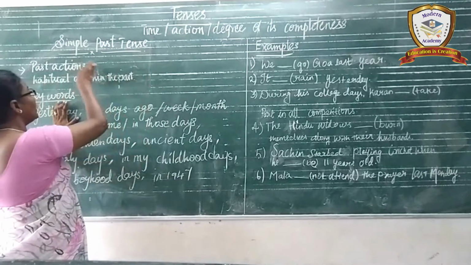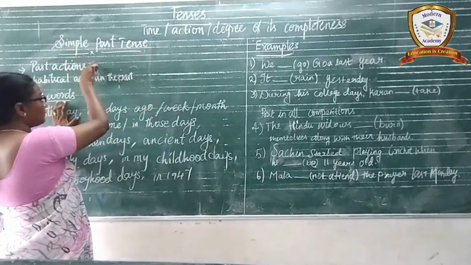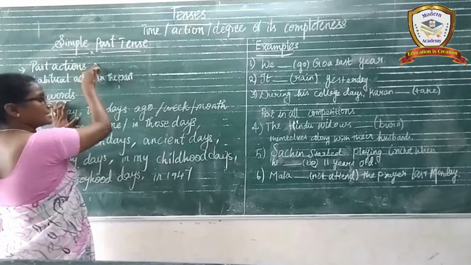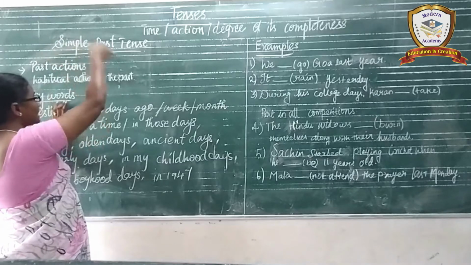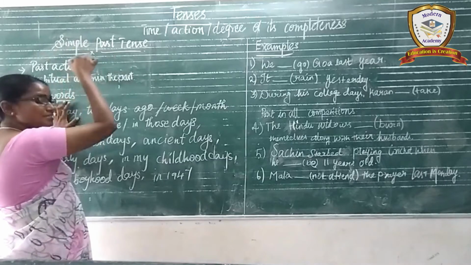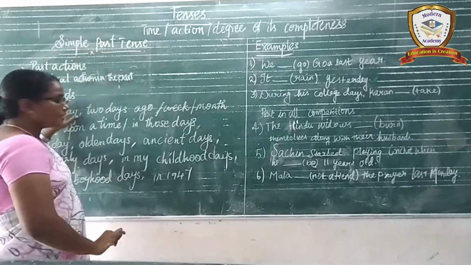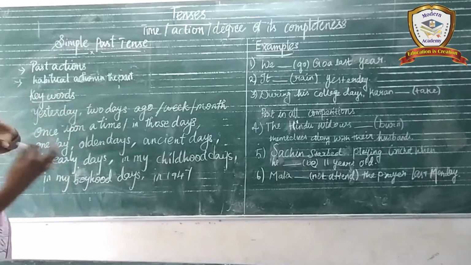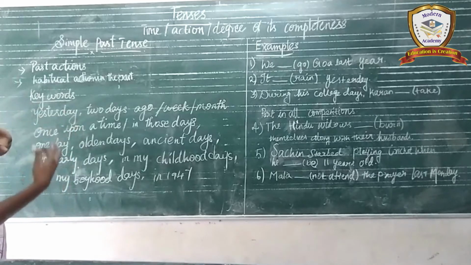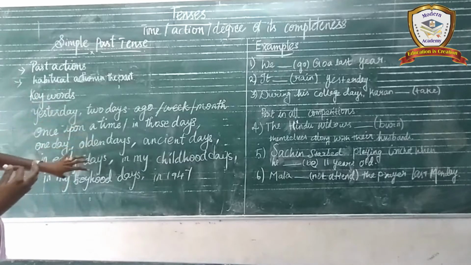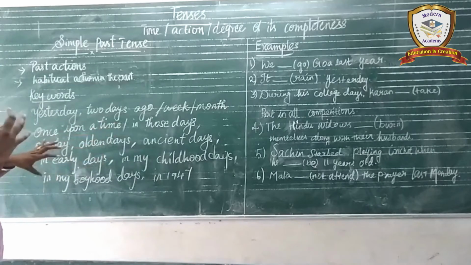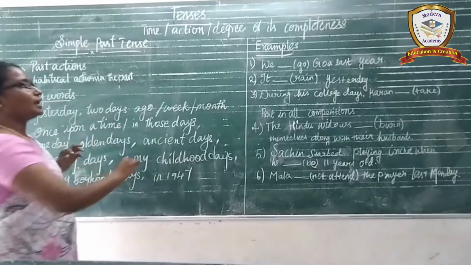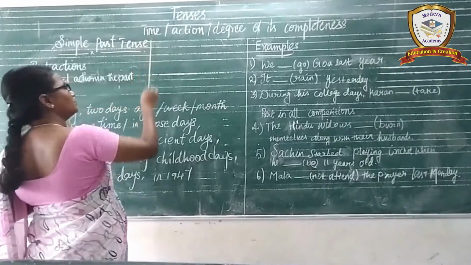First module: what is meant by simple past tense? Simple past tense is used to express past actions and habitual actions in the past. And the next one, what are the clue words that indicate the past actions? These are the timing words. These timing words express the past. Understand? And the next one, how to write the past tense verb?